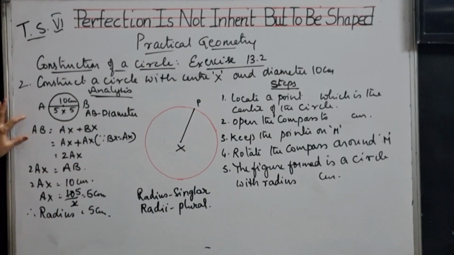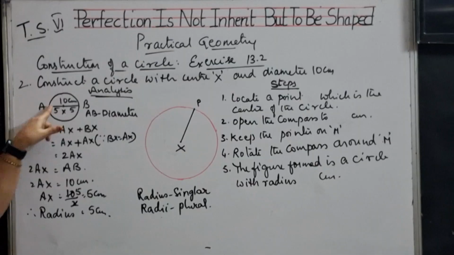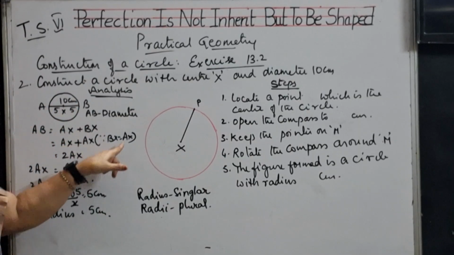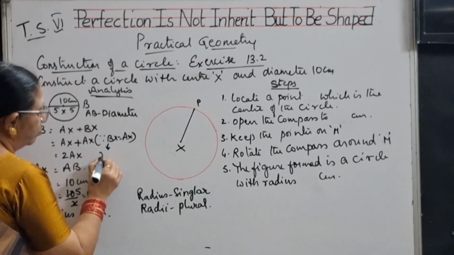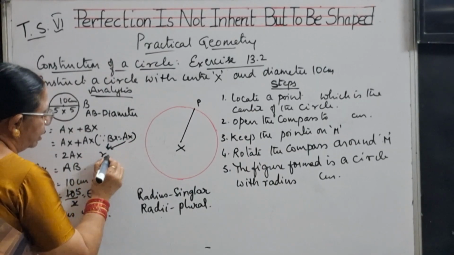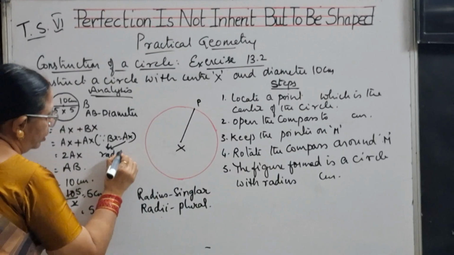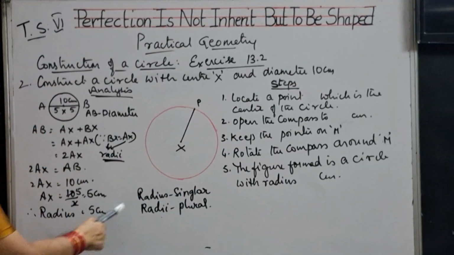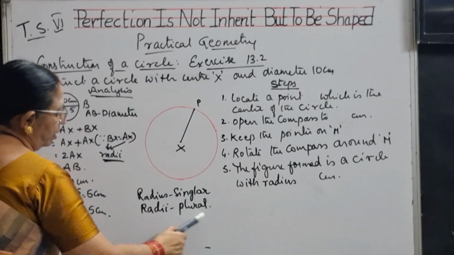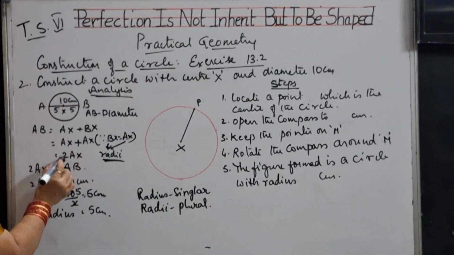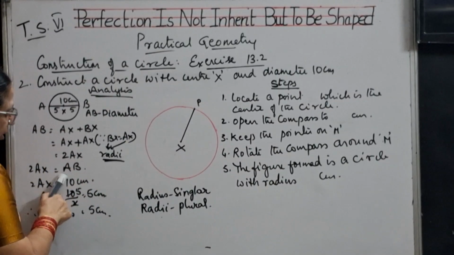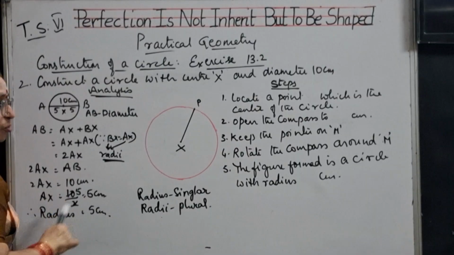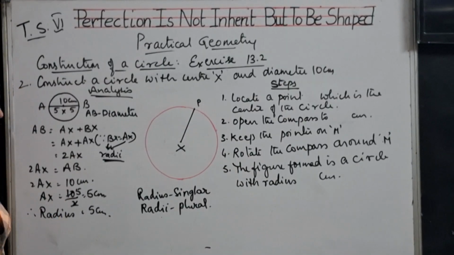And diameter means what? See, this is a combination of AX and BX. But BX and AX are equal. Why? This is the radius. Both of them are called radii. Radius is singular, radii is plural. So I have taken them as AX plus AX, 2AX. 2AX is equal to AB. So AX is equal to 5 centimeters.